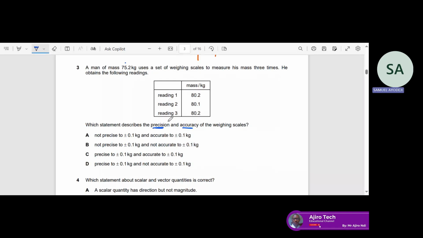So precision means you find the range. We are going to find the range. But accuracy means you find the average and compare to this. So add up this, divide by 3. Accuracy means finding the average.